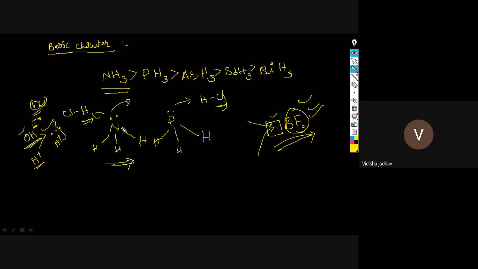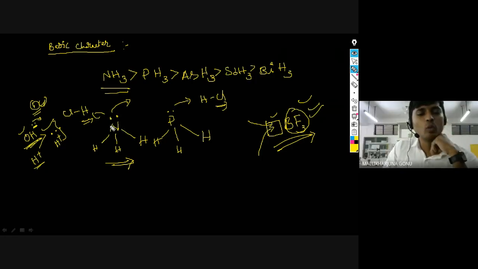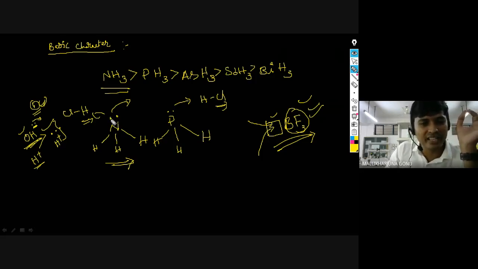Sir, it's more basic. Okay, so why is it more basic? Try to understand the concept here. This lone pair of electrons. In H plus Cl minus, the electron pair is almost towards the chlorine only. And this is H plus. Nitrogen is ready to give the lone pair of electrons to the H plus. The reason is that nitrogen is a smaller element.